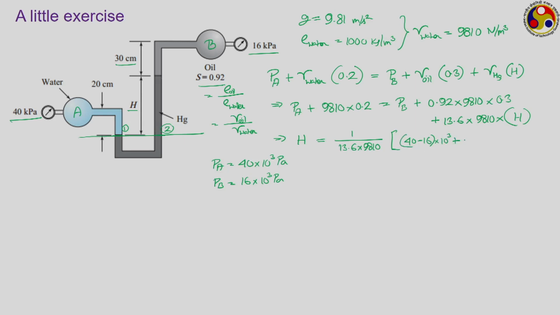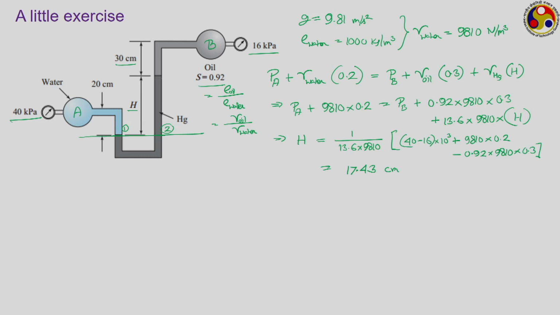minus 9810 into 0.2 minus 0.92 into 9810 into 0.3. If we do the calculation, I have pre-calculated the final value, the result will be 17.43 centimeter in this case. So, I will urge you to do the calculation and check whether your result matches this.